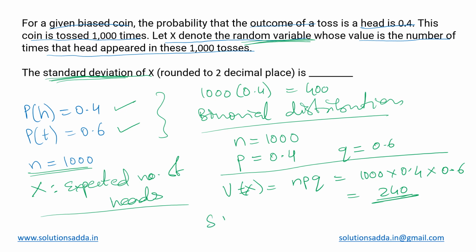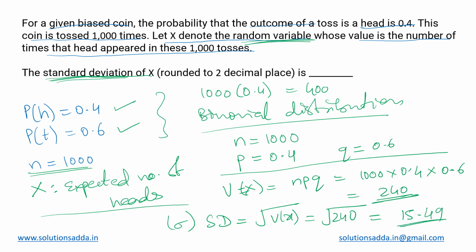Now using this variance we can reach the standard deviation, or sigma of x, that is given as the square root of variance. So in that case it would become root of 240. 15 squared is 225, so that has to be 15 point something. When we calculate this, it turns out to be 15.49 approximately. We had to report this answer to two decimal places, so we will be simply going with 15.49, because this is the actual standard deviation of x. So that's our answer.